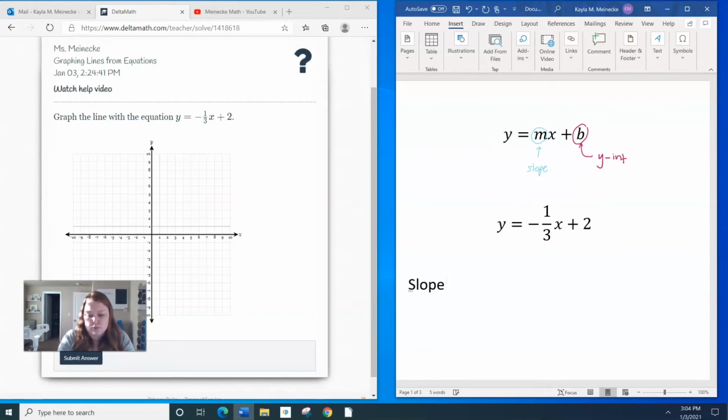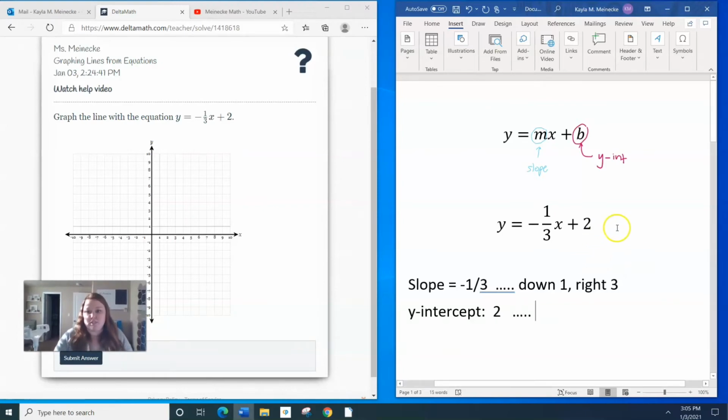Because that's the number attached to the x value, that means I'm going to be going down 1, because it's a -1, and right 3. So that's how this graph is moving. Down 1, right 3. But it also tells me what the y-intercept is. The y-intercept in this case is +2. We see that at the back here. The location of that would be (0, 2).